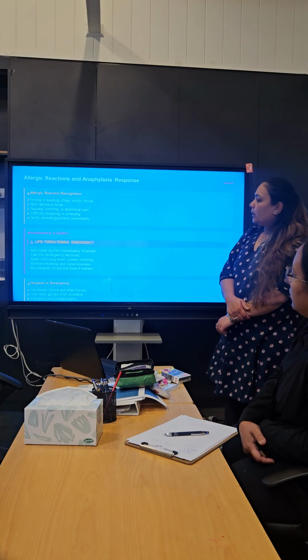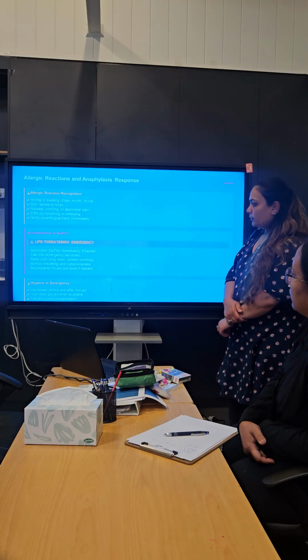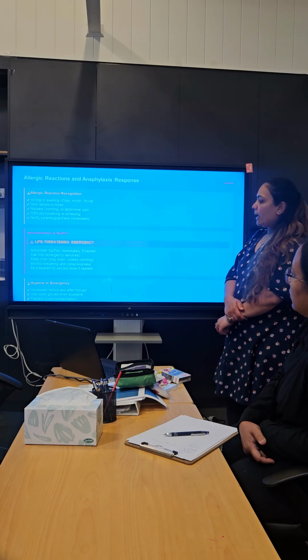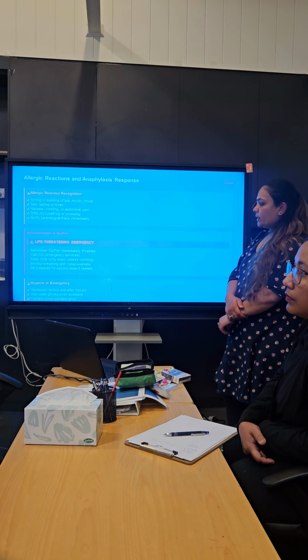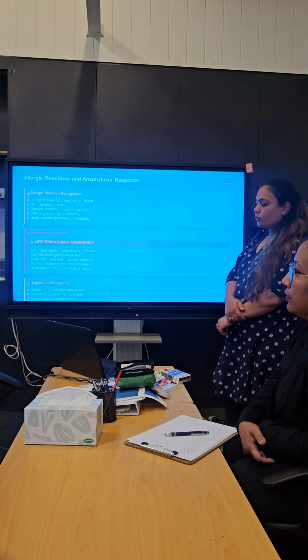Anaphylaxis and EpiPen: a life-threatening emergency. Administer the EpiPen immediately if trained. Call 000 emergency service. Keep the child lying down unless vomiting. Monitor breathing and consciousness. Be prepared for a second dose if needed.